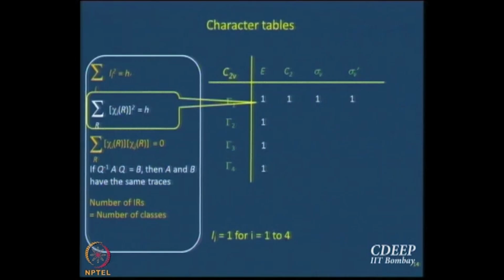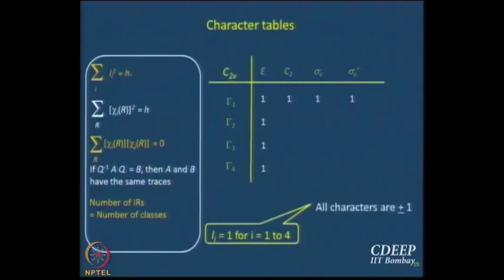Now we have to fill in the rest. How do I fill in the rest? Okay, we start with sum over r of chi_i(r) squared equal to h. What is h? So, the thing is this, these are all one dimensional representations, you told me, right? So, will you agree with me that all characters have to be either plus 1 or minus 1? Why? What is the meaning of plus 1? It does not change, symmetric, right? What is the meaning of minus 1?